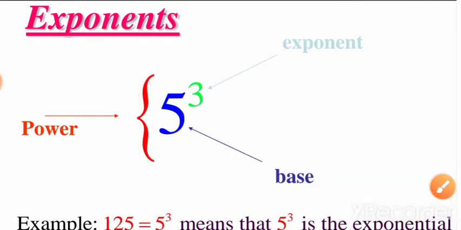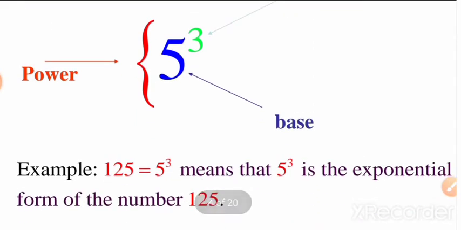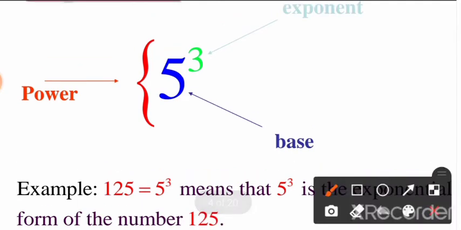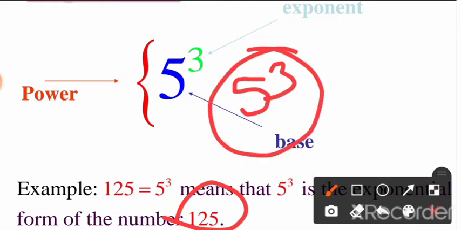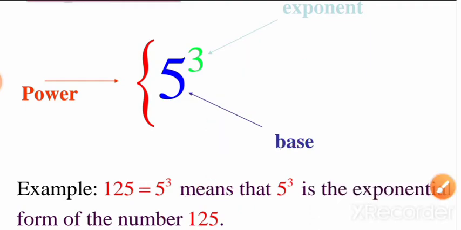Example, 125 is equal to 5 power 3, which means 5 power 3 is the exponent form of the number 125. We can write 125 as 5 power 3, where 3 is the exponent and 5 is the base. 5 power 3 is the power and 5 is the base.